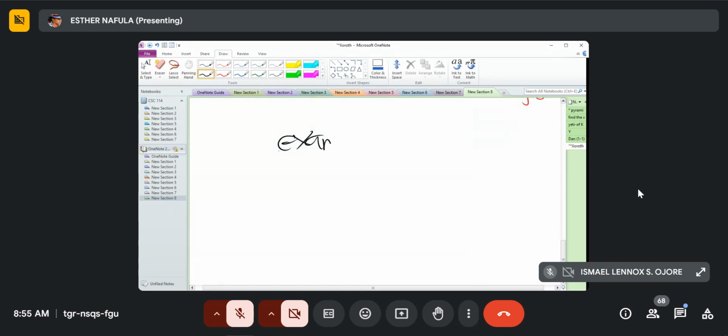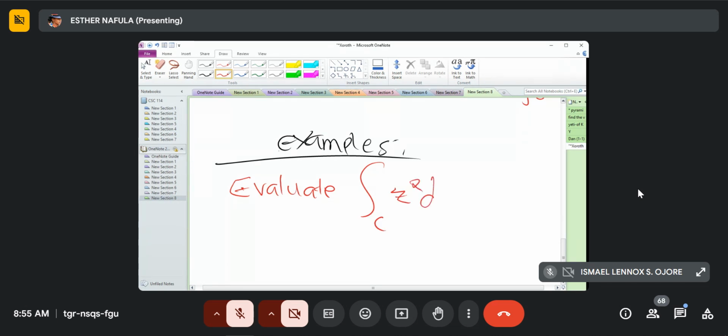We look at a few illustrative examples. So what is this so-called contour? Evaluate the integral of z squared dz.